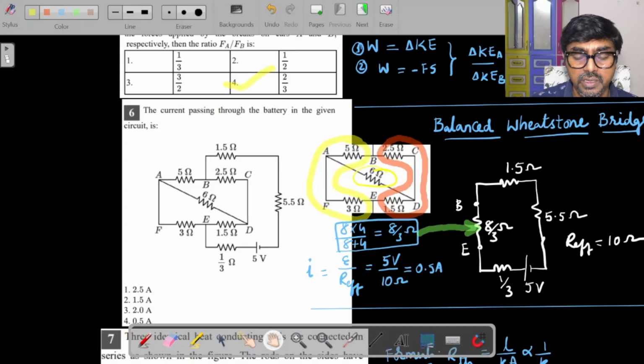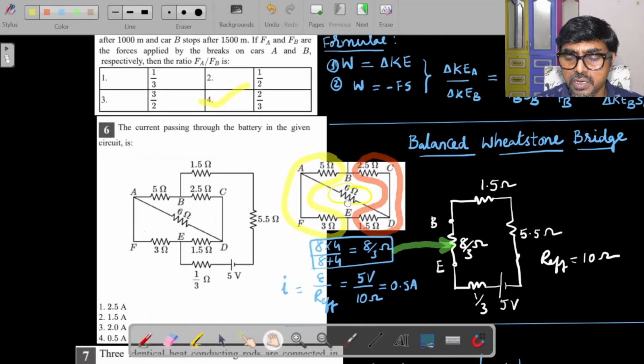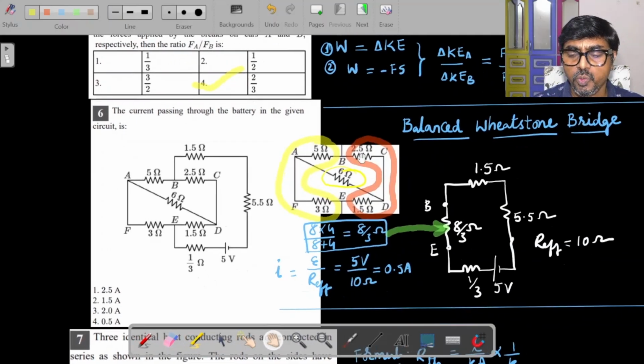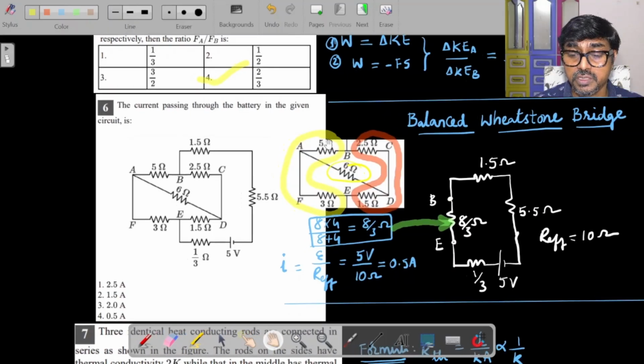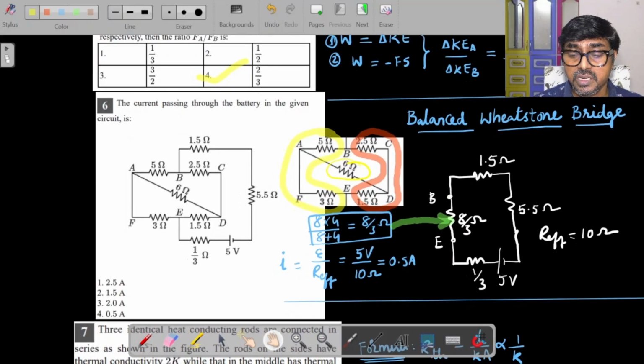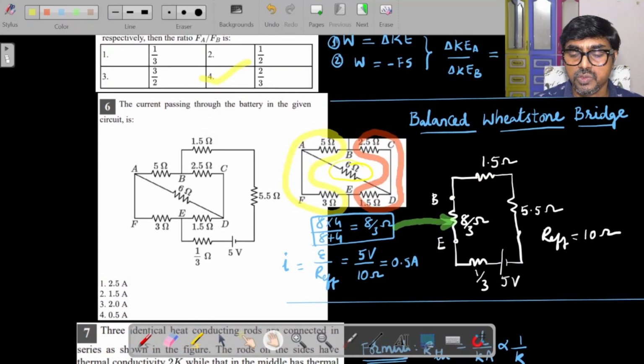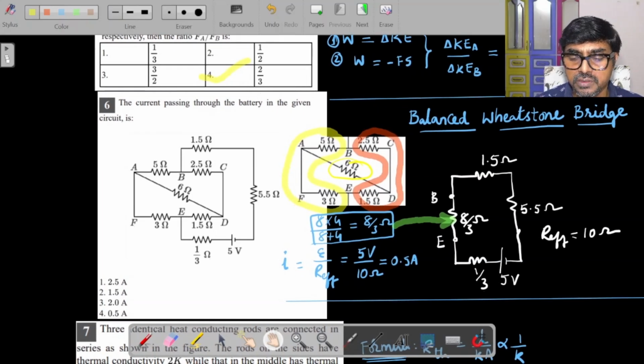You should try that. So closely observe this particular one, which is drawn separately here, this part, and you see here you have 5 ohm here, 2.5 there, that means half. Similarly here 3 and 1.5, again half. So R1 by R2 equal to R3 by R4. In fact, it is a Wheatstone bridge here, and that too balanced Wheatstone bridge. And the diagonal resistance is 6 ohms, which is going to be idle.